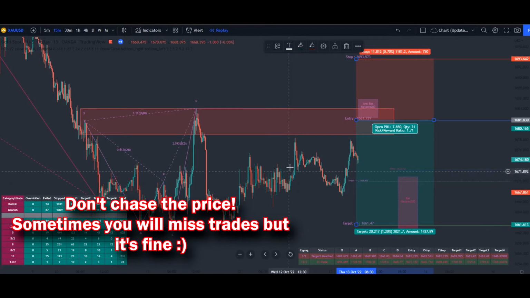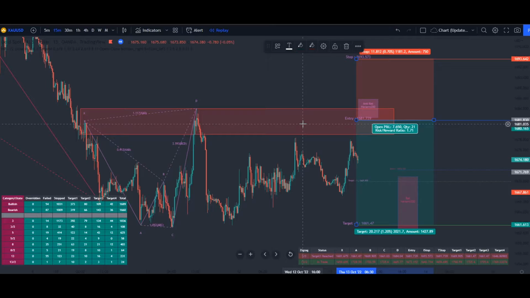Now you might miss some trades as price might not be reaching here and then just keep on going with the trend, but that's alright. We are not here to chase prices, we are here to trade based on plans. Now let's see how this plays out.